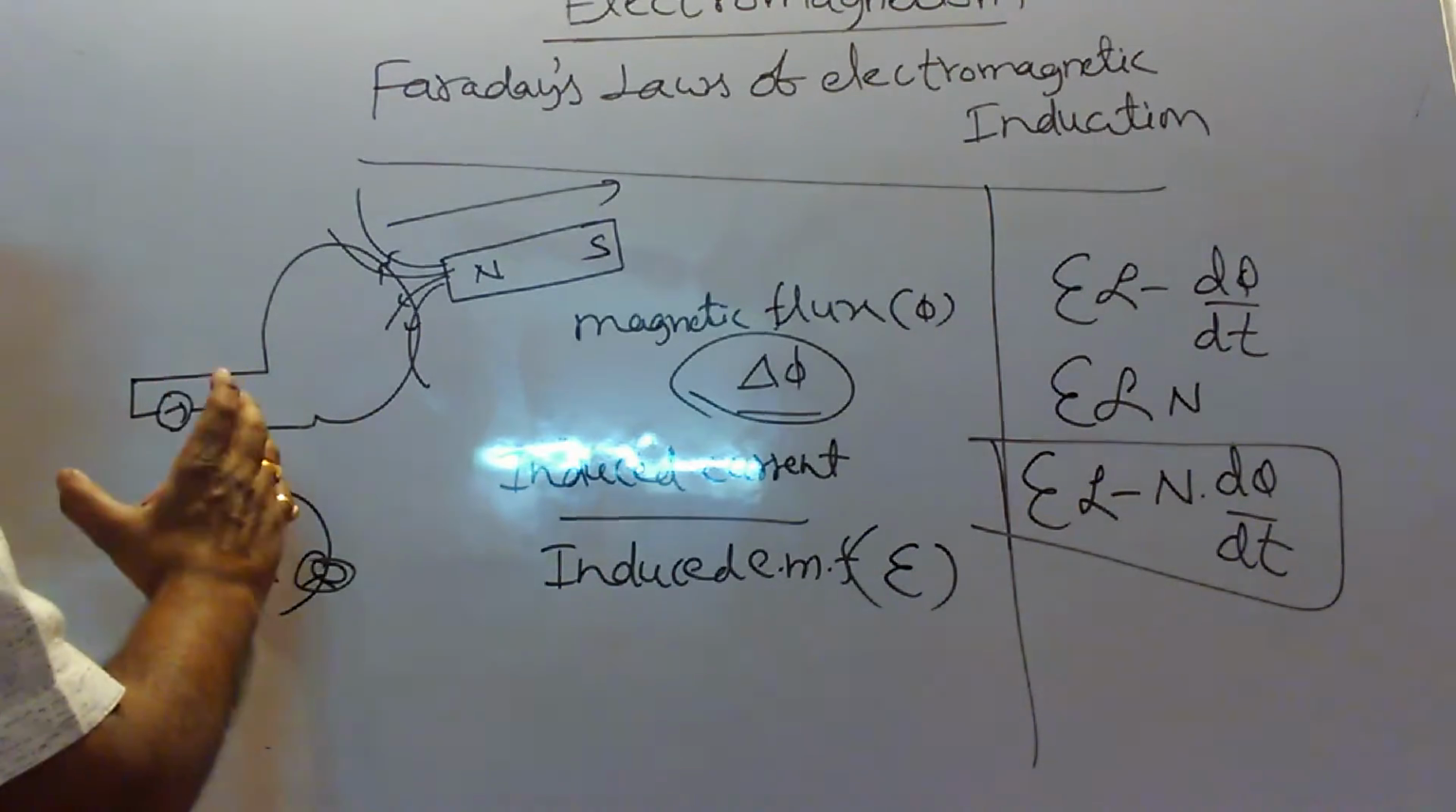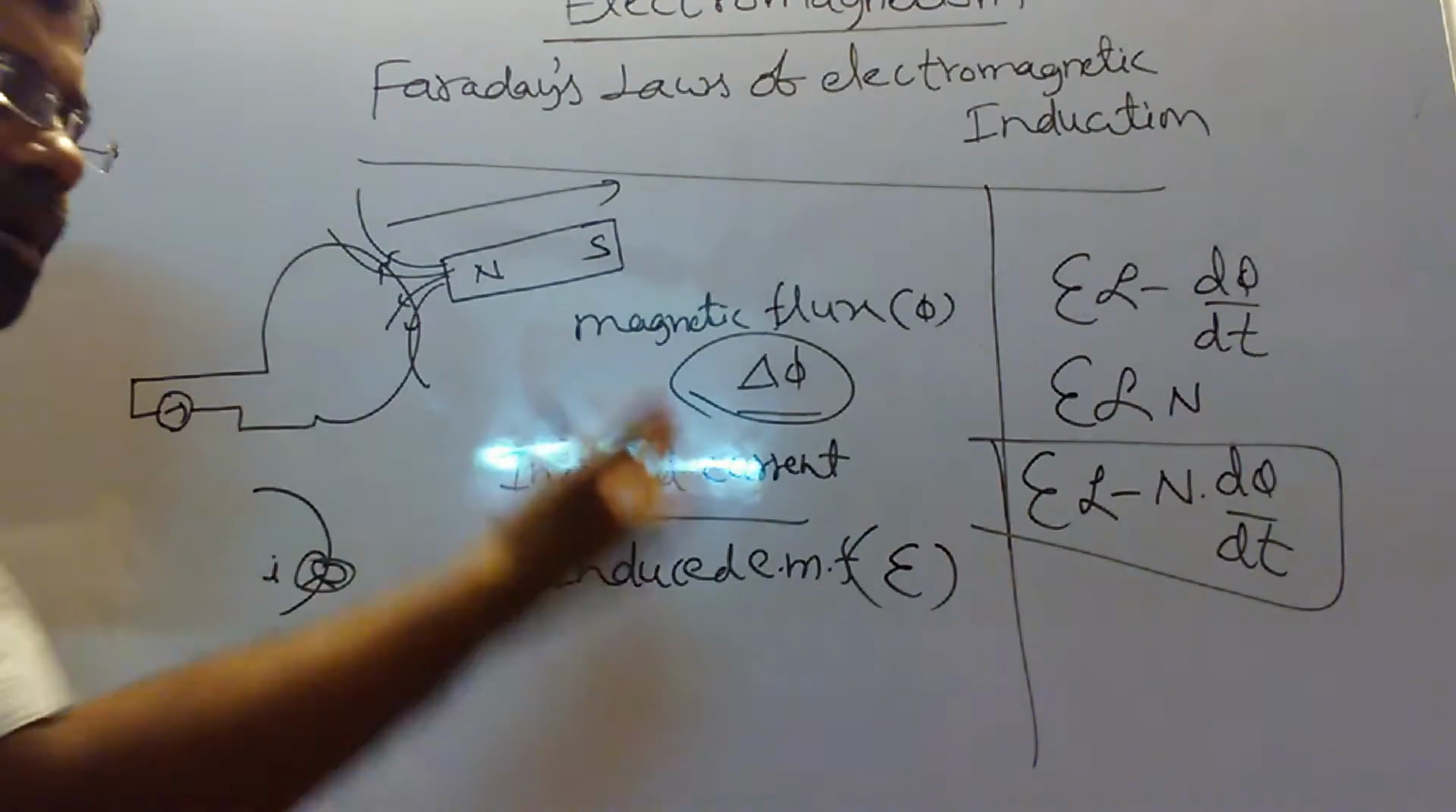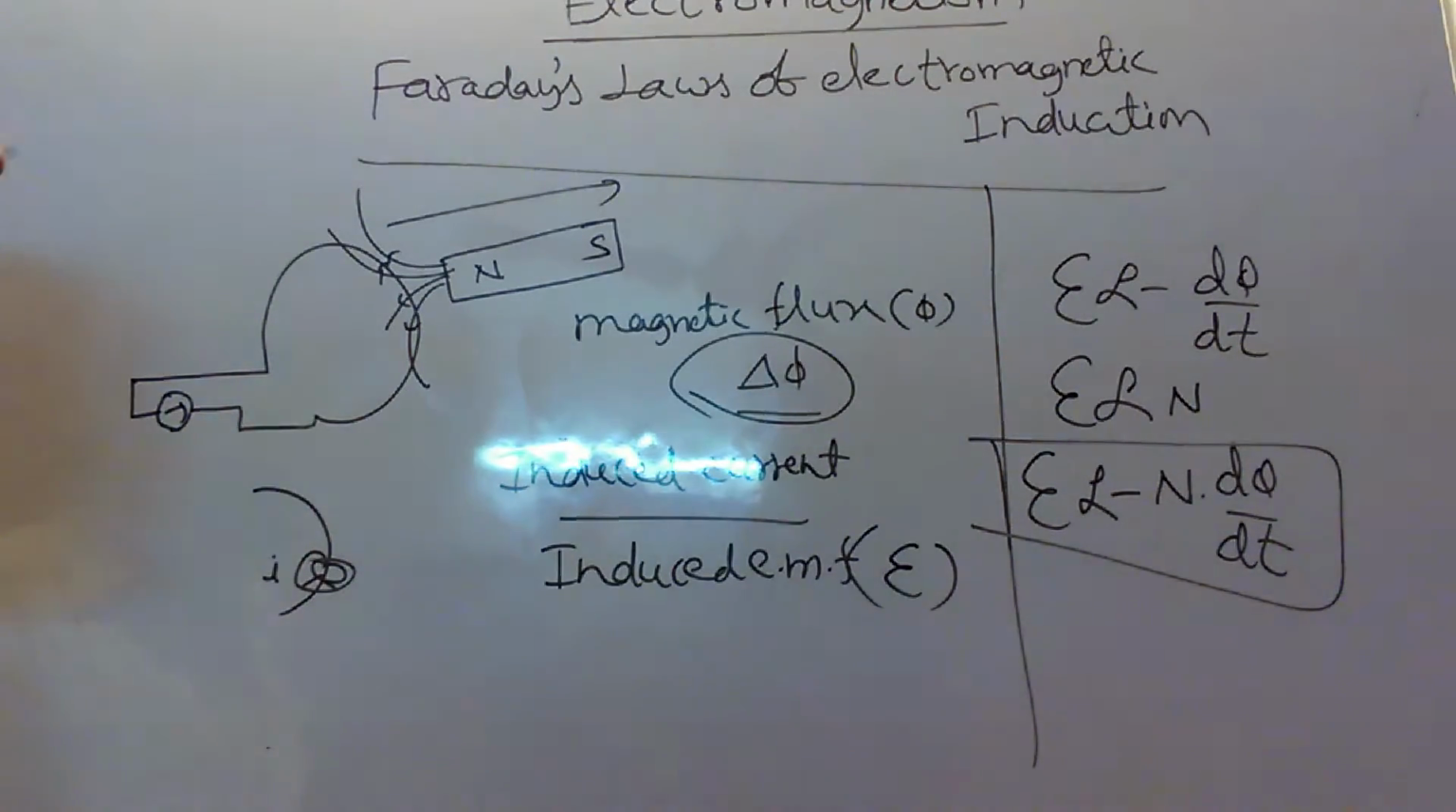So to generate induced EMF, there must be change in the flux. That may be increasing or may be decreasing. Then only induced current is generated.